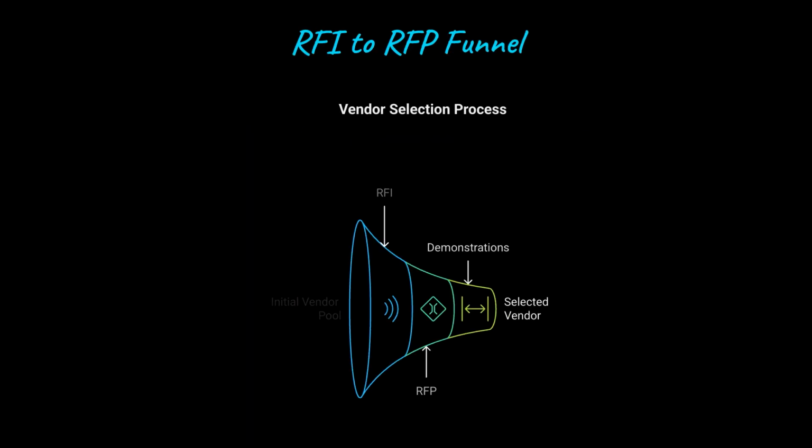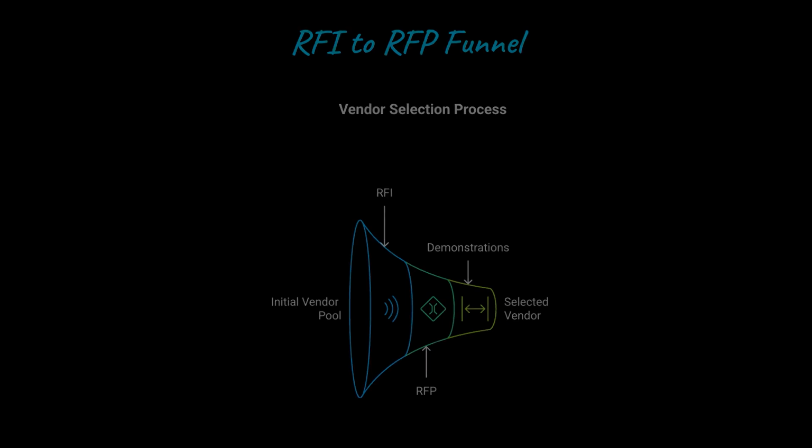Picture a funnel. The information round might go out to 10 or more vendors. The proposal round focuses on 3 to 5. Demonstrations narrow it further, and contract negotiation closes with 1. Each step adds commitment from both sides.